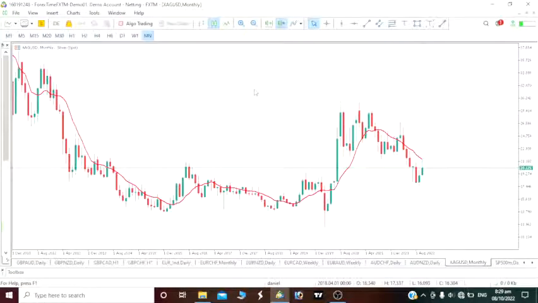To be able to understand this analysis properly and know why we'll be moving such a way this week, we have to go to the monthly time frame. So we will start this analysis from the monthly time frame.